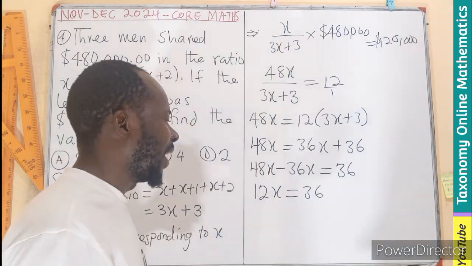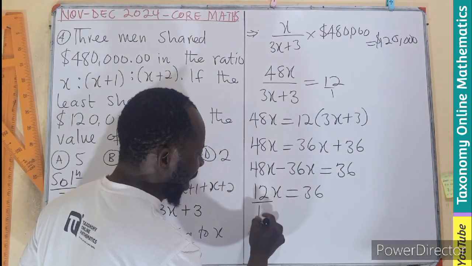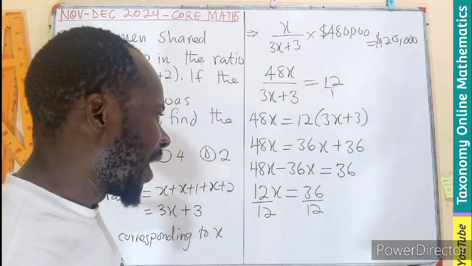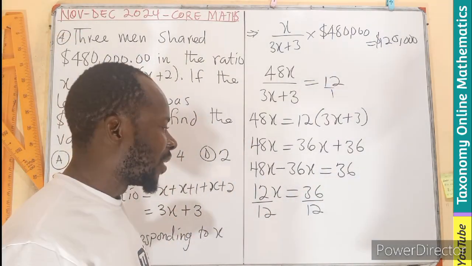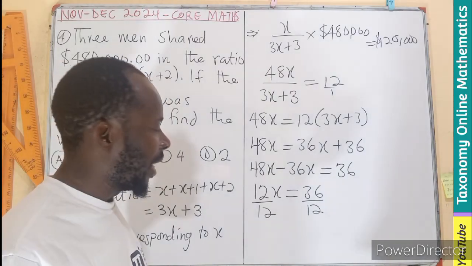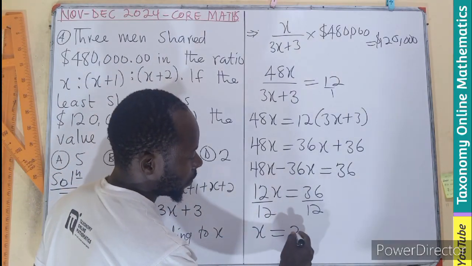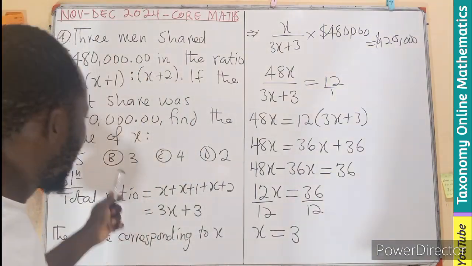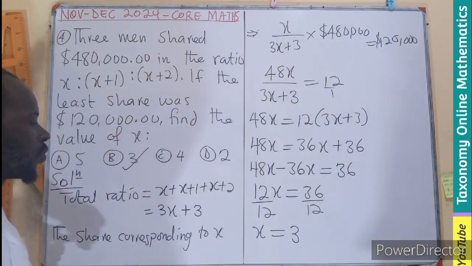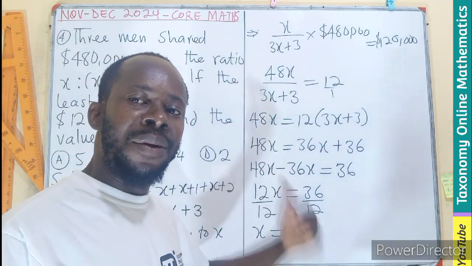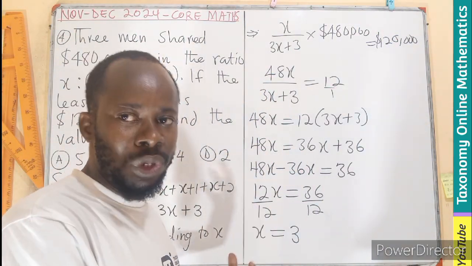We divide both sides by 12. It's not advisable to divide at this point; it could have been the next step before we divide. But since we are looking for the answer in section A, we can do so. So x will now be equal to 3, meaning the option we are looking for is 3. That is if we follow sharing a quantity by a given ratio.